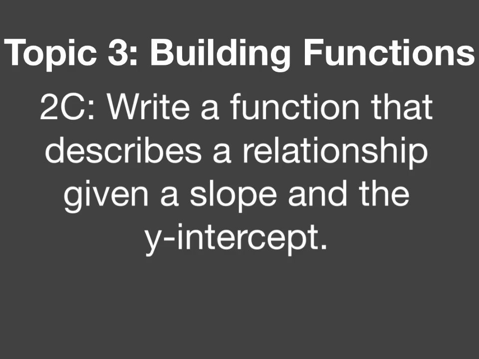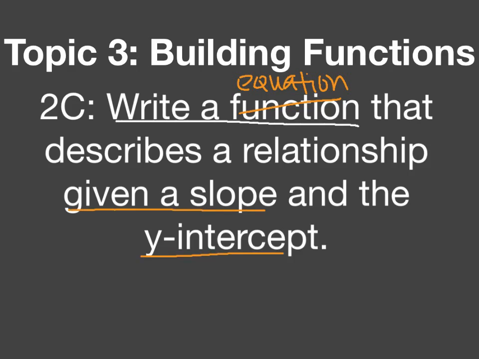The first thing we're being asked to do is write a function. Well, another word for function is equation. So we're going to be writing an equation that describes a relationship, and this relationship is going to be between x and y. But it says that we're going to write this equation given a slope and the y-intercept. So two pieces of information are always going to be given to us. We're going to be given the slope and we're going to be given the y-intercept to make this equation.